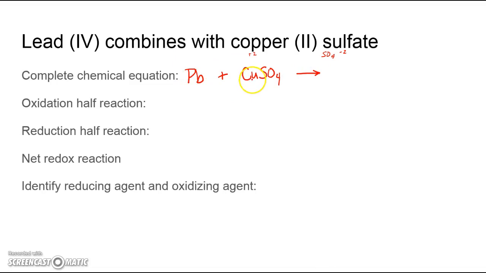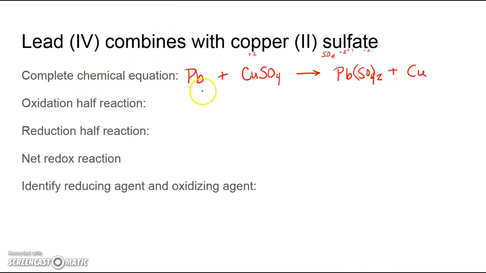Now, how are these going to combine? Is lead more reactive than copper? If you look at your activity series, you see that it is. So in this case, the lead will take the sulfate to form PbSO4, and the copper is going to be knocked off. Remember, when you get those ionic compounds, you want to make sure that you check their charges. Sulfate has a minus 2 charge, Pb has a plus 4, so I need to have 2 sulfates to take care of that.